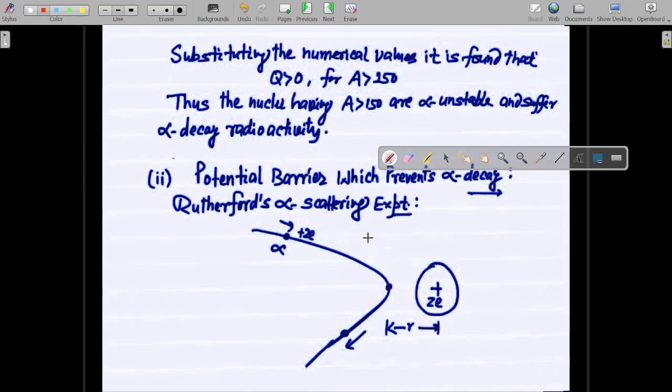But if the alpha particle comes so near to the nucleus that the distance between them reduces to the order of 10 to the power minus 15 meter, or 1 femtometer, then what will happen? Then the nuclear force will also begin to act in this particular situation, along with Coulombic repulsion.